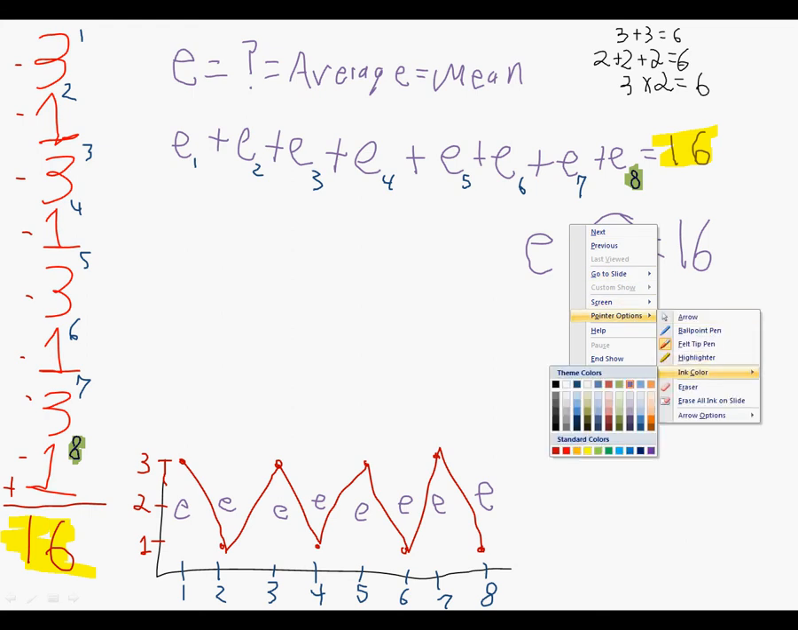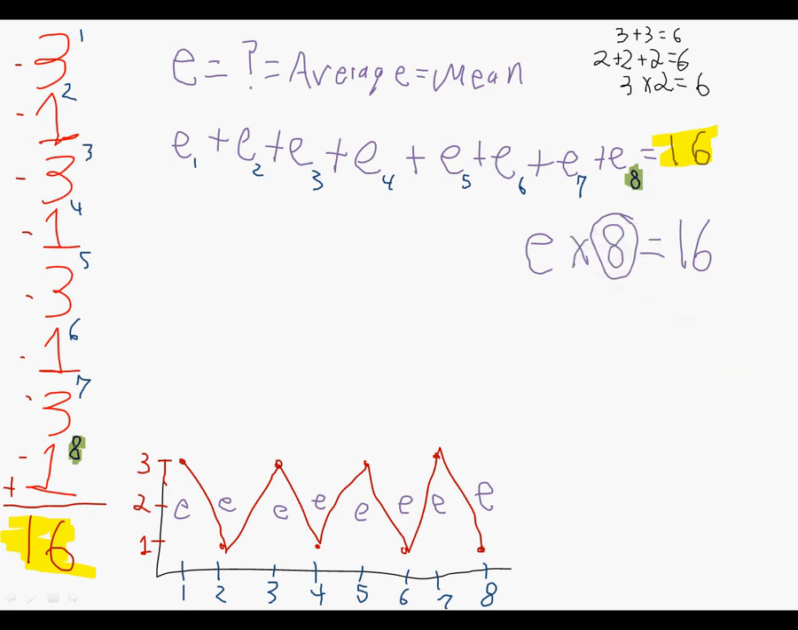Let me use the red. So you could take this 8 here and move it to the other side. Since it's multiplying here, when you move something to the other side, it does the opposite. So it will be 16 divided by 8, and it would give you a 2. 16 divided by 8 is 2. You can learn this mechanically: I get a total of 16, and then I divide it by 8, which gives me 2, which is the average.